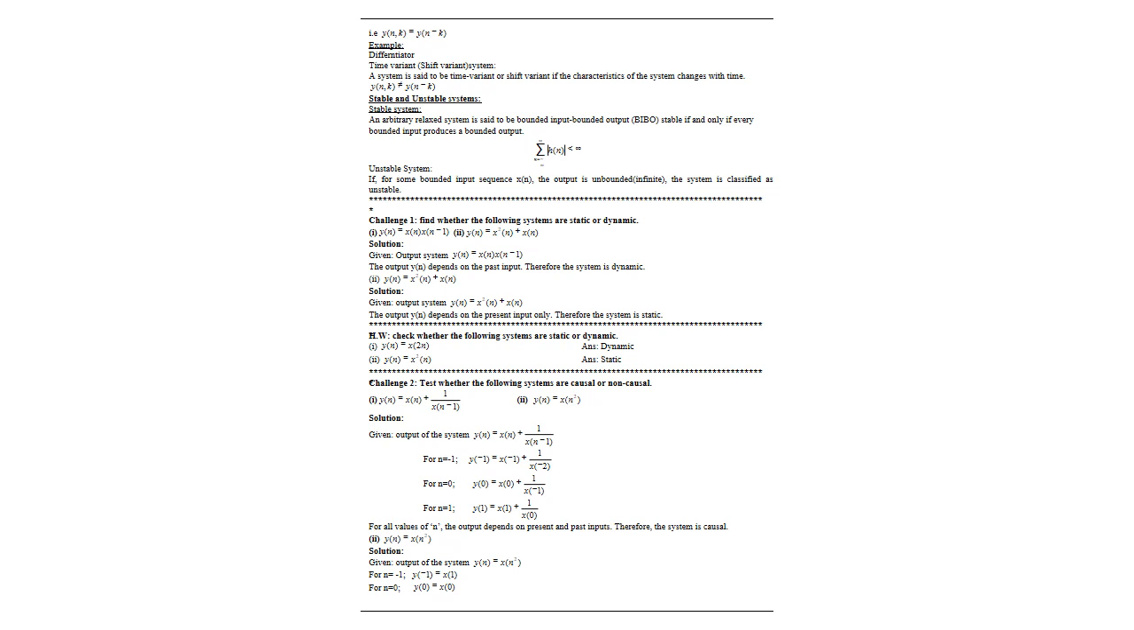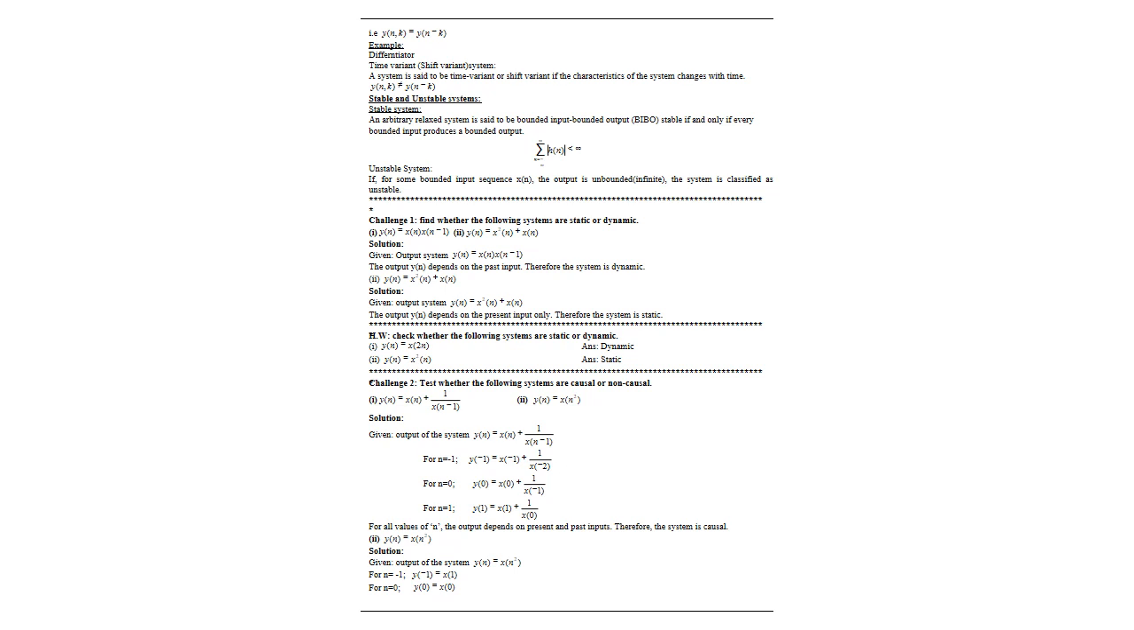Next, for n equal to 0, y of 0 is equal to x of 0 plus 1 by x of minus 1. Next, for n equal to 1, y of 1 is equal to x of 1 plus 1 by x of 0. So for all the values, the output depends on present and past inputs.